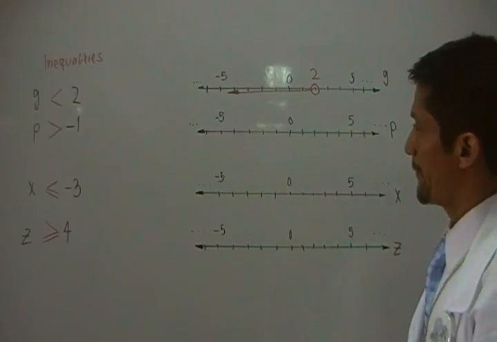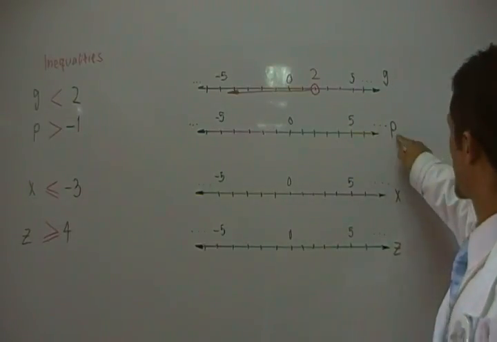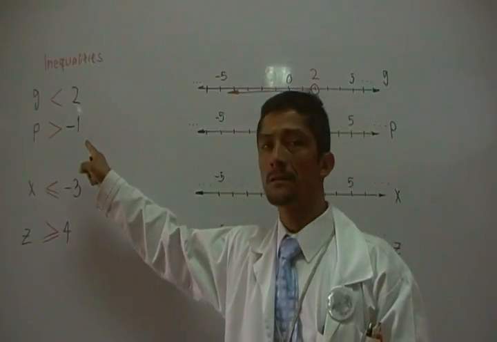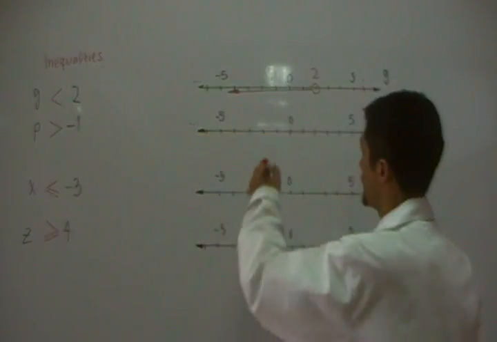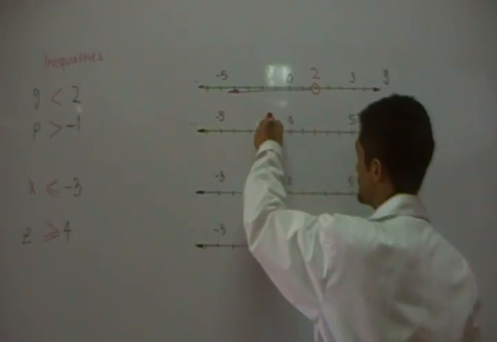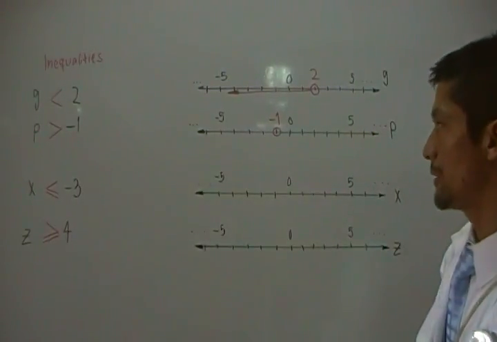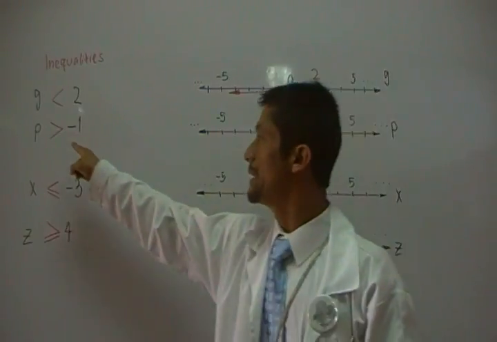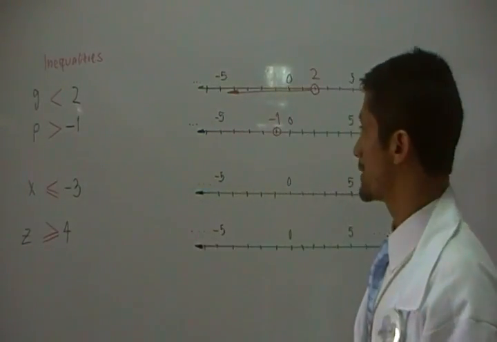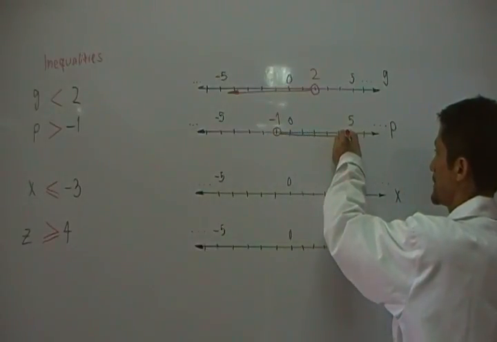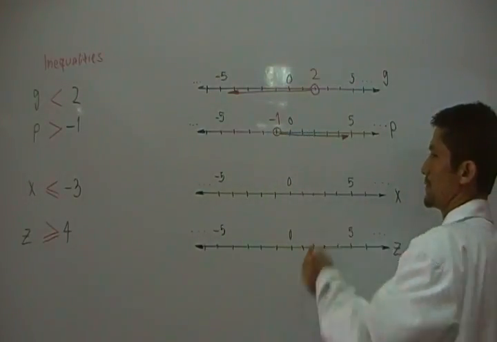In the second example, we have p as the variable here represented on this number line, and that is greater than -1. So on the number line we can place -1, and the solution set will be drawn to the right, since p is any number greater than -1. So in that case we draw our solution set to the right.